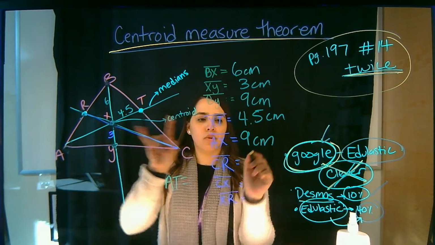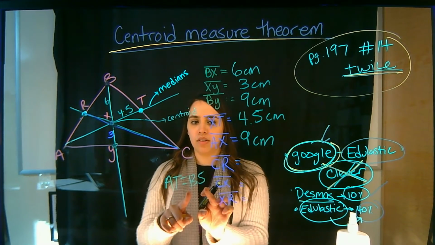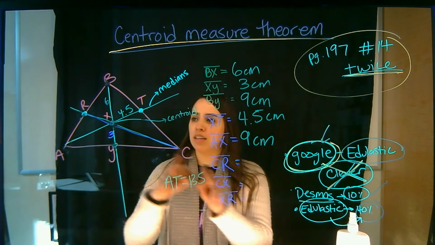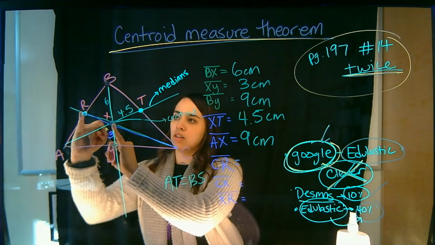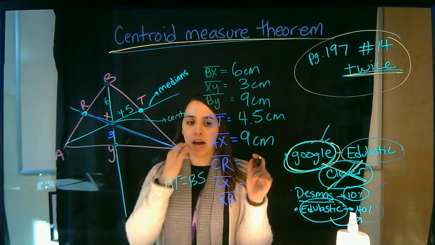Now, if I were being asked the total of AT, I didn't write it here, but AT would be 9 plus 4.5, which is 13.5 centimeters. Now let's look at CR. CR isn't given to us, CX isn't given to us, and XR are not given to us. So I'm going to give you that piece of information, and I'm going to have you guys work backwards.